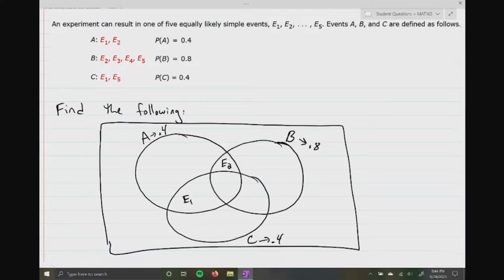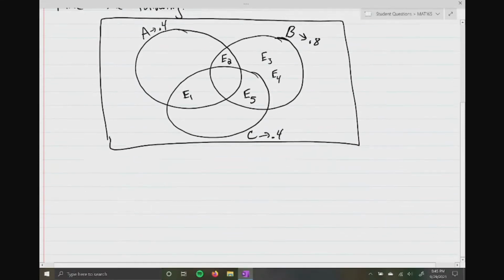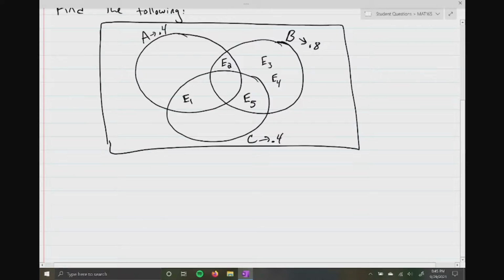So if I look at set B, I have E3, E4 left over because E5 is shared between sets B and C. And that is pretty much how we're going to set this up, okay? And that's going to help us tremendously when we start answering these questions. So here's our first question. What I'm going to do is part A, and then I'm going to erase it, and then do part B, and erase it, because I always want to have this chart in front of me.